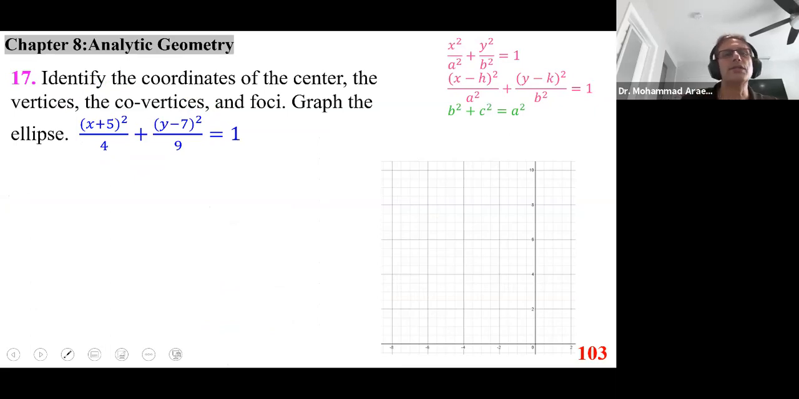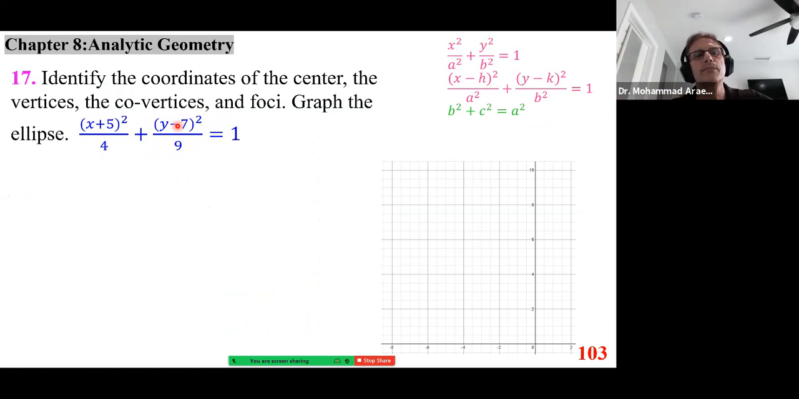Now, in this case, we have an elliptical shape where the center is no longer at 0, 0. So we are using this formula. The center is at negative 5, positive 7. A is square root of 4, which is 2, and B is square root of 9, which is 3. By the way, this is in standard form.